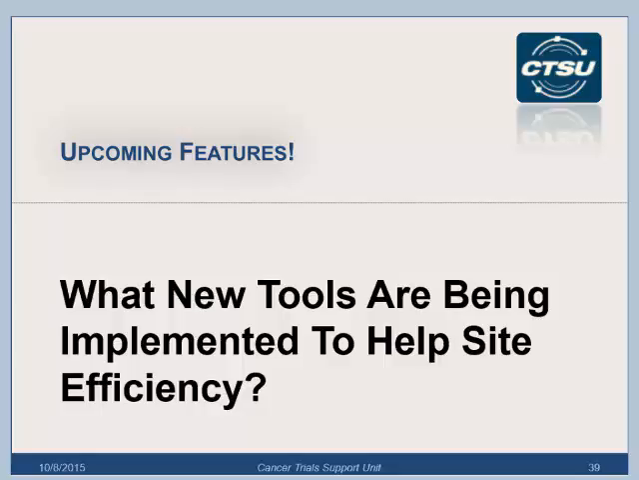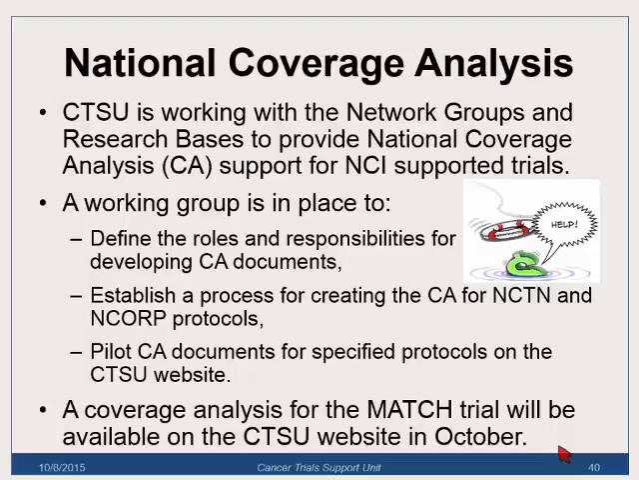Okay, so what new tools are being implemented to help site efficiency? We have some new tools to discuss that are coming and that have already started. We have the national coverage analysis. CTSU is working with the network groups and research bases to provide national coverage analysis to support NCI-supported trials. A working group is already in place to define the roles and responsibilities for developing CA documents, establishing a process for creating the CA for NCTN and NCORP protocols, and pilot CA documents for specified protocols on the CTSU website. And we have a coverage analysis that's being worked on for the MATCH trial, which will be available on the CTSU website sometime this month.